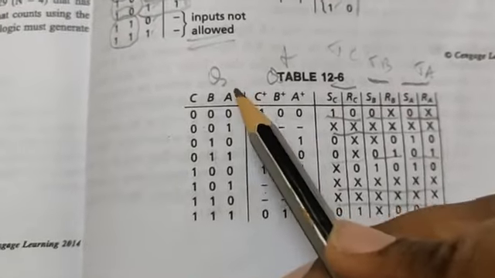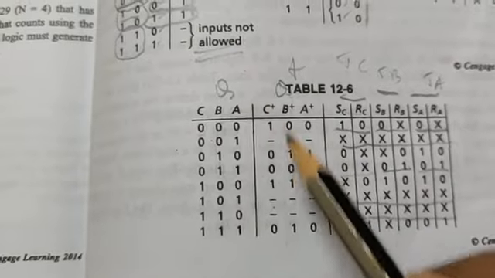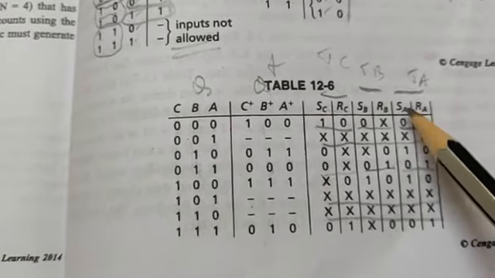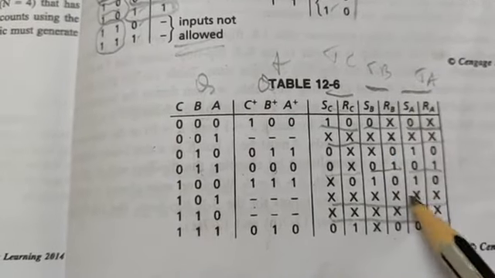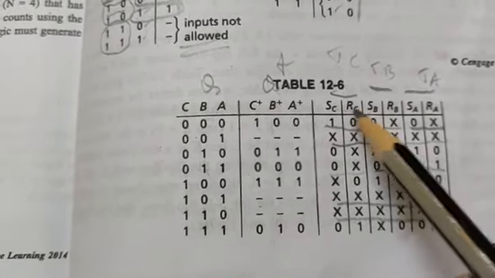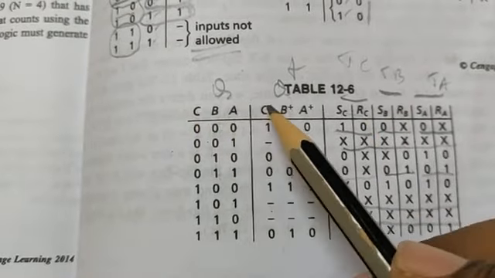Okay, just compare A with A plus, B with B plus, and C with C plus. If you want to fill SA or RA, compare A with A plus. If you want to fill SB or RB, compare B with B plus. If you want to fill SC or RC, compare C with C plus.